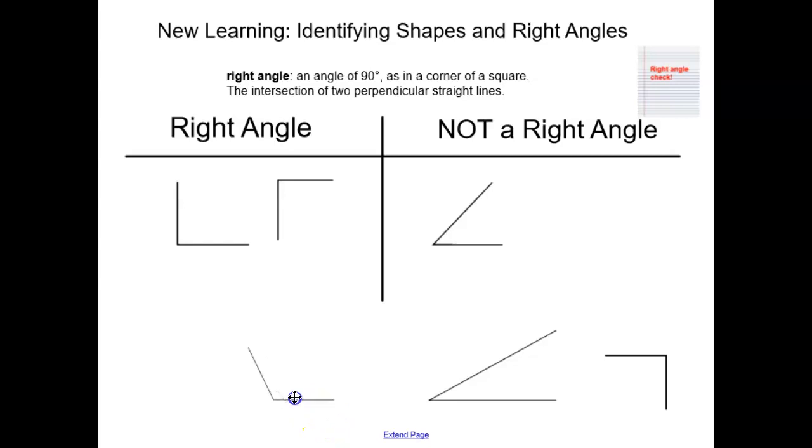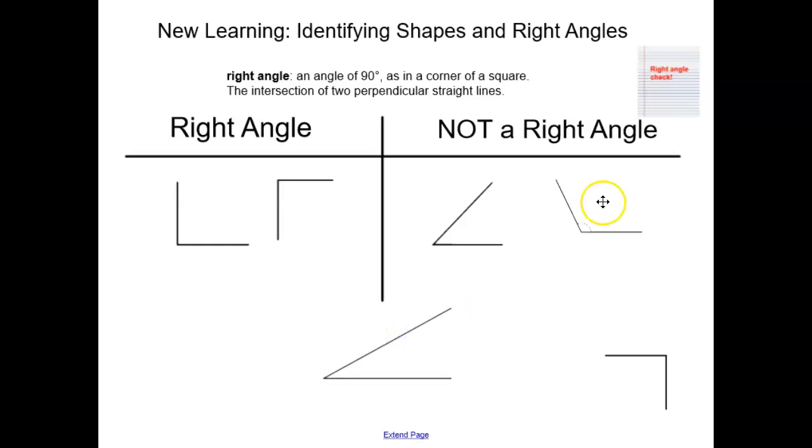This angle is not a right angle. I know because this is wider than a right angle. Look, a right angle is when there are two perpendicular lines that meet to form the corner of a square. This is much bigger than a right angle. You'll learn more about these angles that are bigger than right angles in 4th grade. They're called obtuse angles. Let's look at this angle. Is this a right angle or is it not a right angle?